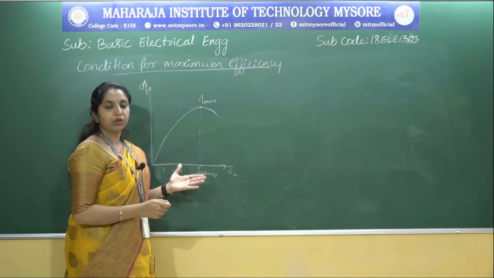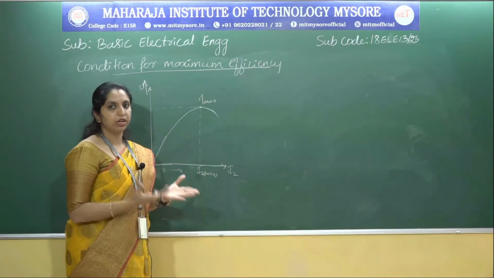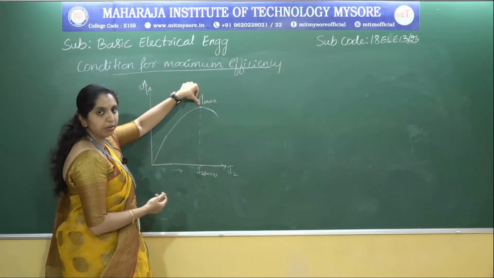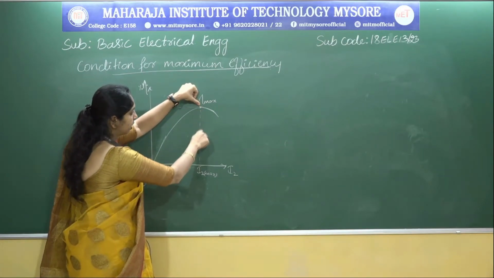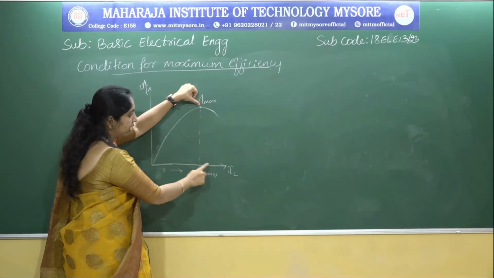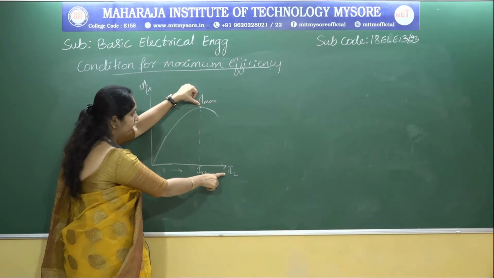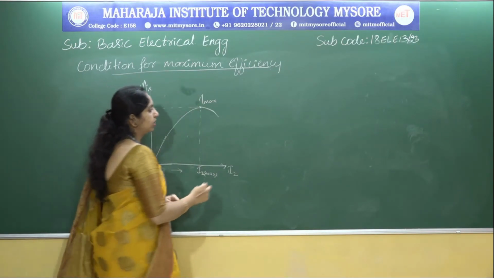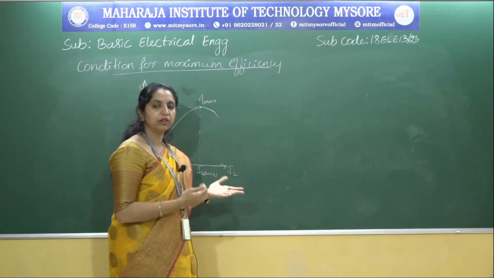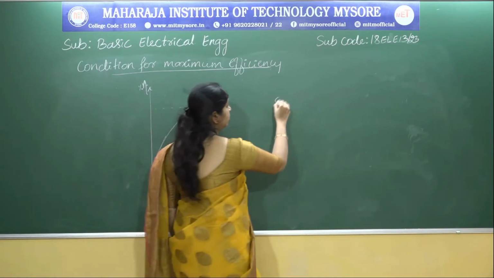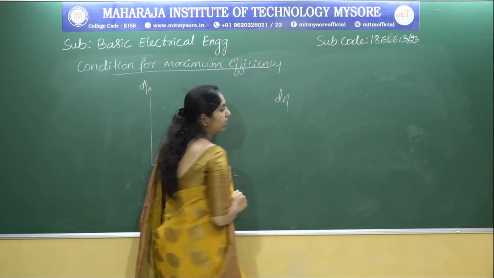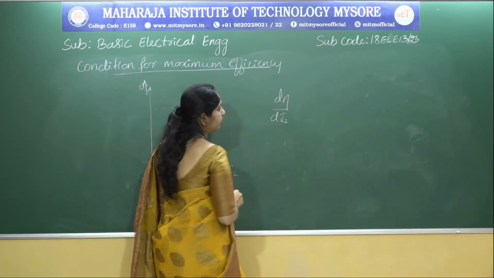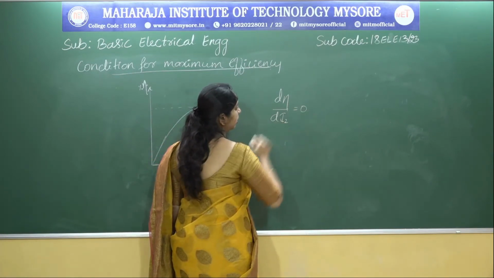We have to find out the condition for maximum efficiency, because we need to get the maximum efficiency. Here eta max is the maximum efficiency, and the corresponding line shows the load current obtained for the maximum efficiency. To find the condition for maximum efficiency, we need to differentiate the efficiency equation with respect to I2 and equate it to 0.